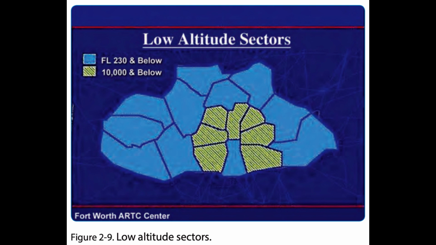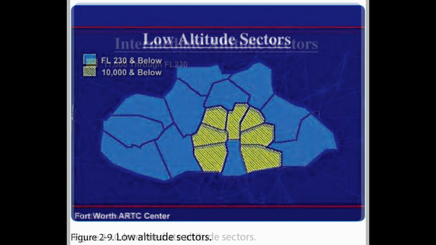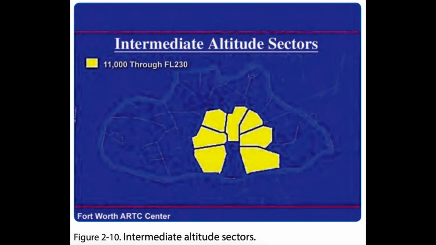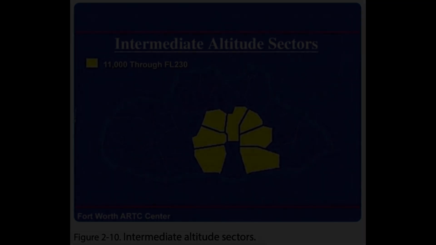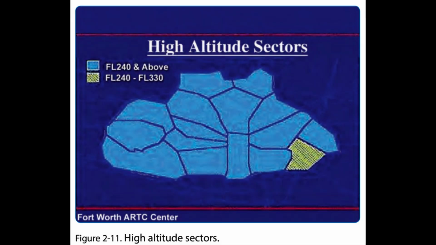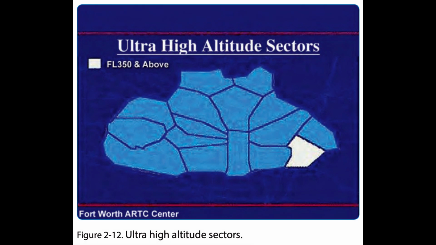1. 18 low-altitude sectors. Figure 2.9. 2. 7 intermediate altitude sectors. Figure 2.10. 3. 16 high-altitude sectors. Figure 2.11. 4. 1 ultra-high-altitude sector. Figure 2.12.